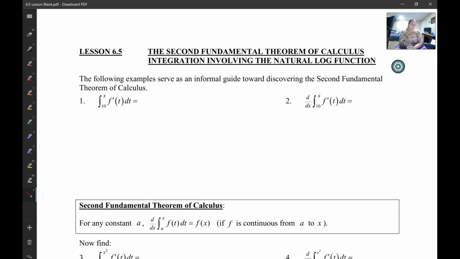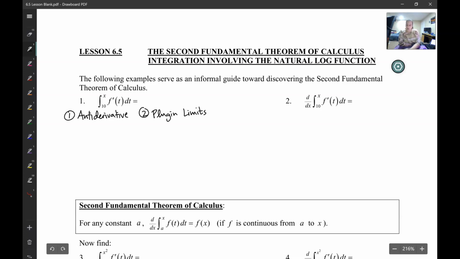So let's talk about finding this. First off, if I want to take the integral of this, I could use my first fundamental theorem of calculus, which step 1 is take the antiderivative, and then step 2 is plug in the limits. That's what we learned in 6.4. So step 1, I'm going to take the antiderivative of this. Well, the antiderivative of a derivative is just itself.